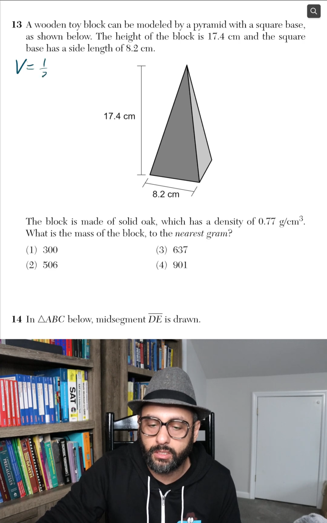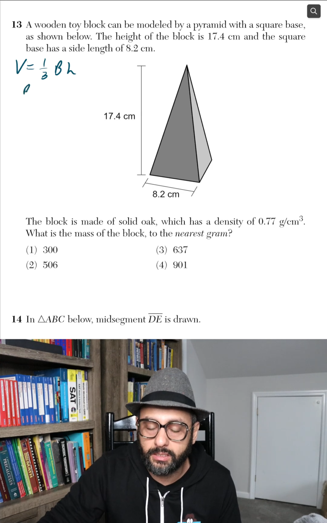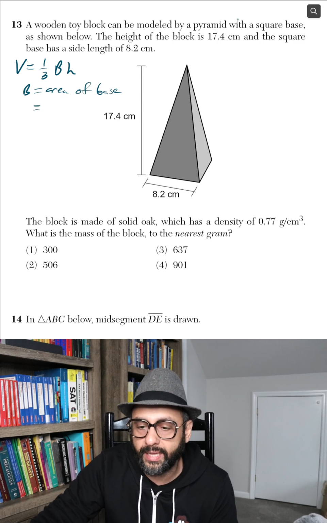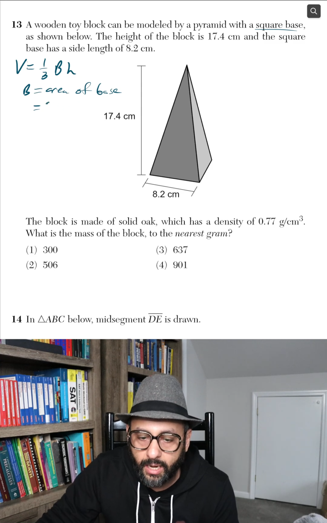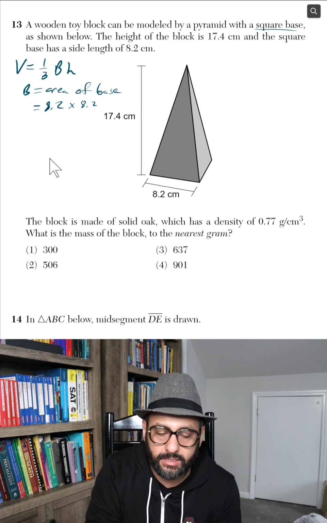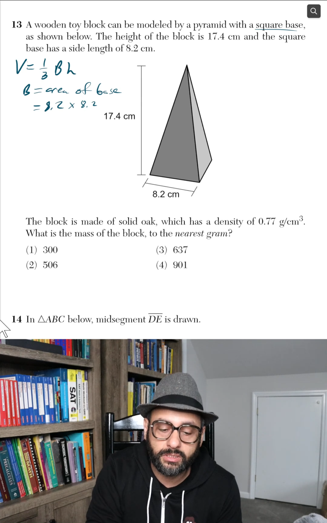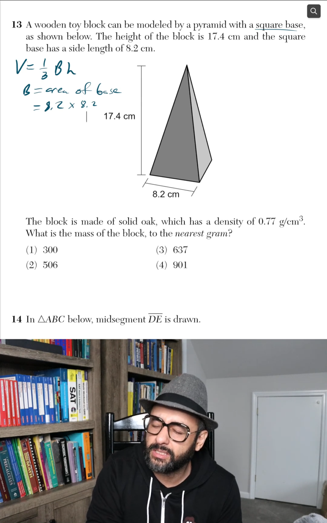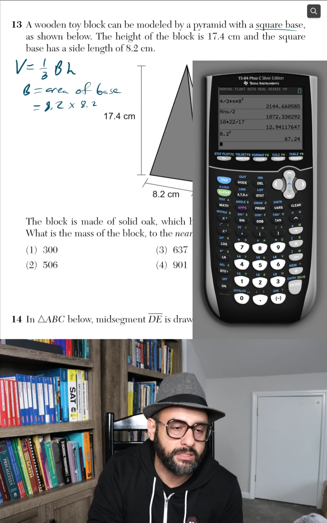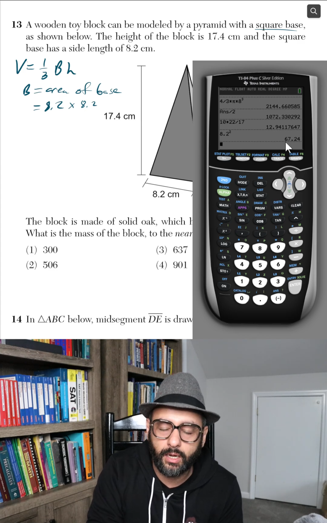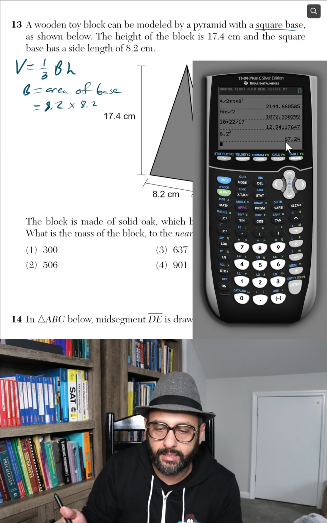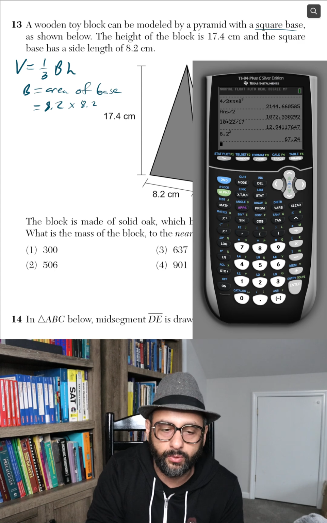V is equal to 1/3 base times height, where B is the area of the base, which is equal to, and they told us that it's a square base, okay? 8.2 times 8.2, which I believe is 6724. Yes. So what I did was I took the 64 and I added 1.6 and then 1.6 again, and I got 67.2. And then I did 2 times 2 is 4. Put that at the end. That's if you like doing some of that Vedic math.